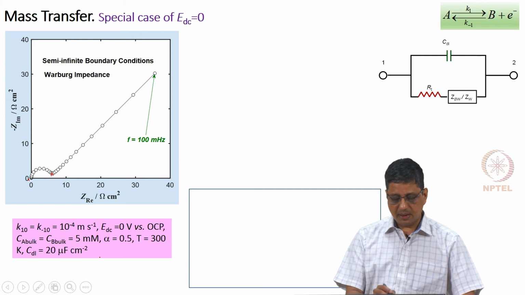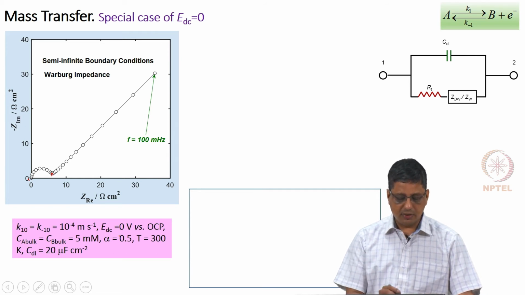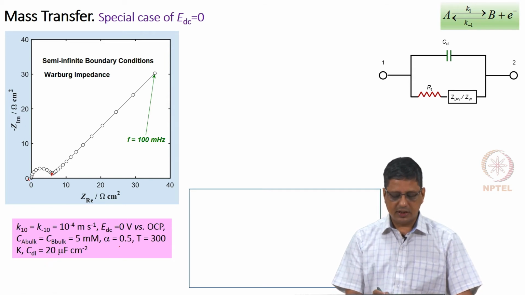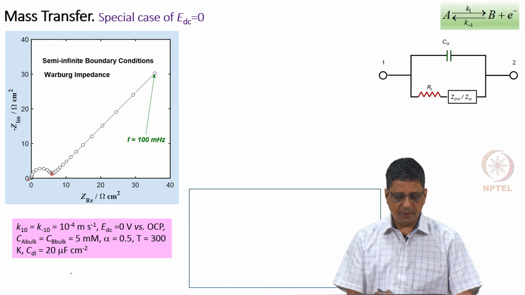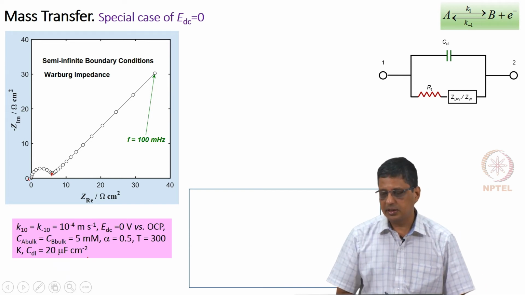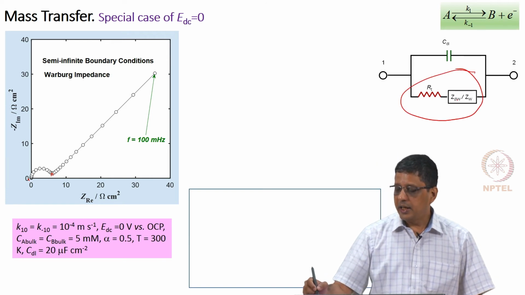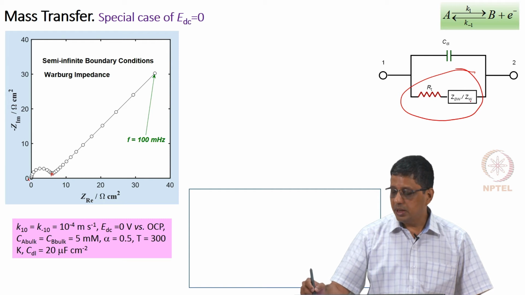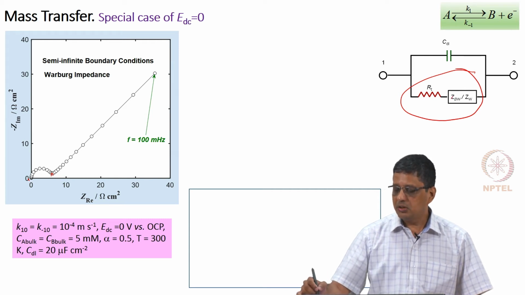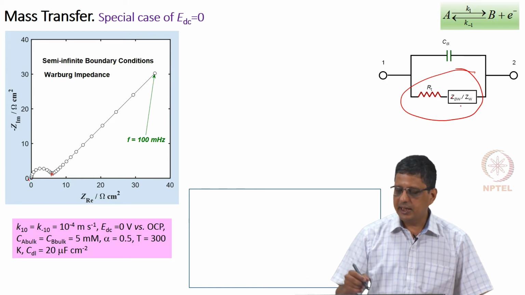So, I have made up some numbers here, K10, K minus 10 are some numbers, EDC is of course 0, C and Cb bulk I set them as 5 millimolar, charge transfer coefficient is half, temperature at 300 Kelvin, double layer capacitance as 20 microfarad per centimeter square. This is how it will look like. I denoted Z omega as Warburg impedance. I can also represent bounded Warburg impedance when delta is equal to a finite value, I can set it as BW.